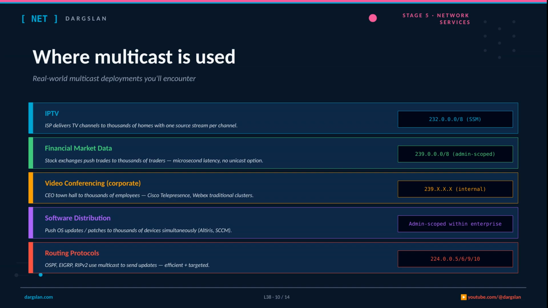Corporate town halls over WebEx, macOS patching with SCCM, and even your routing protocols, OSPF on 224.0.0.5 and 6, EIGRP on 224.0.0.10, they're all multicast under the hood. Once you start looking, it's everywhere.